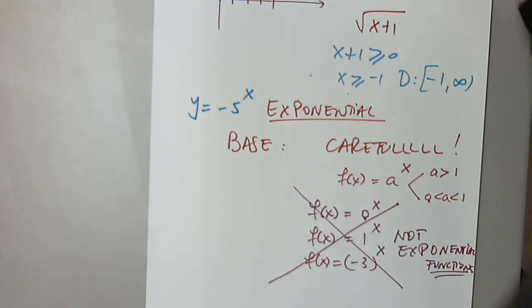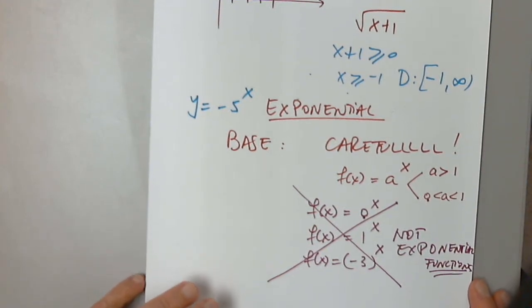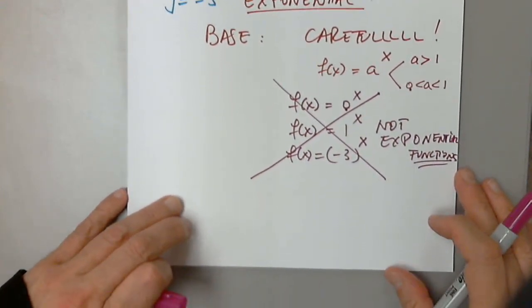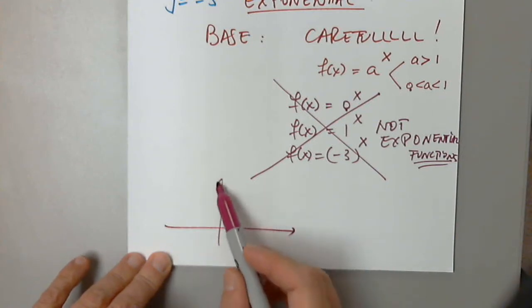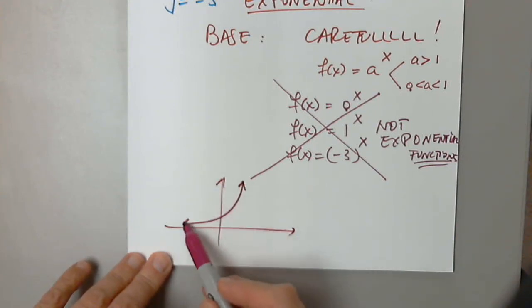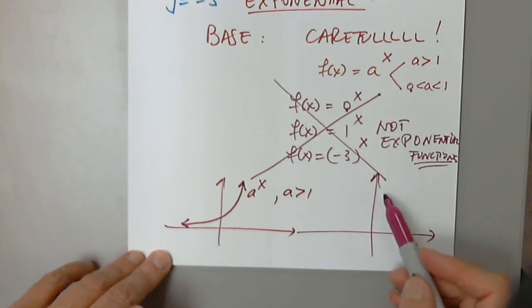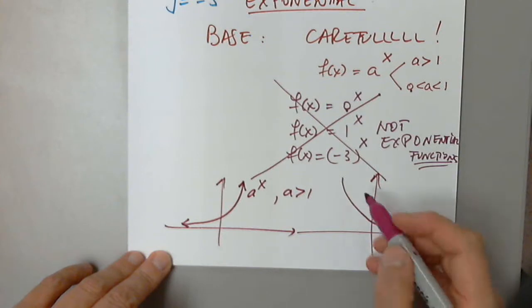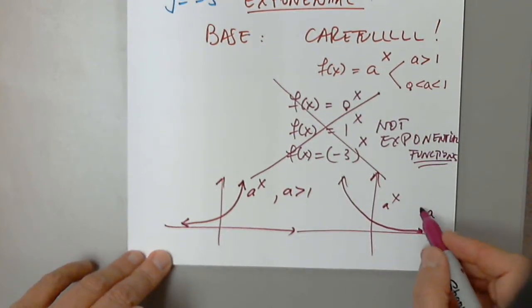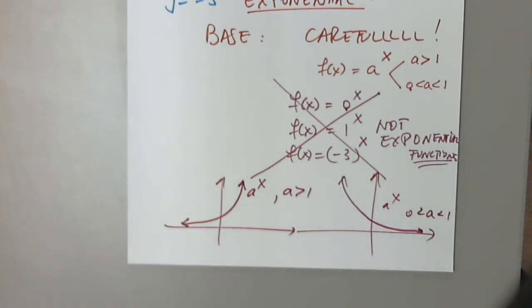Well, the reason is: is the exponential function a one-to-one function? Here's the graph of the exponential function a to the x with the base greater than 1. And this is the graph of an exponential function a to the x in the case where a is between 0 and 1. So are these two shapes one-to-one functions? By the horizontal line test, they are one-to-one.